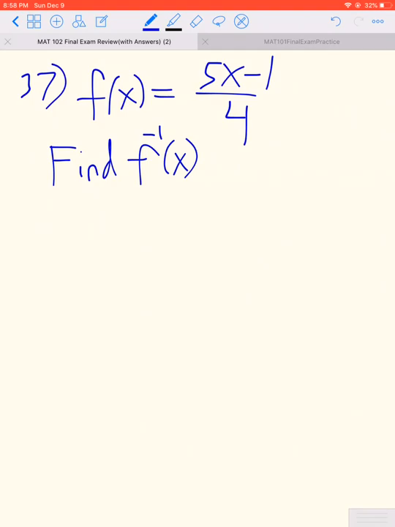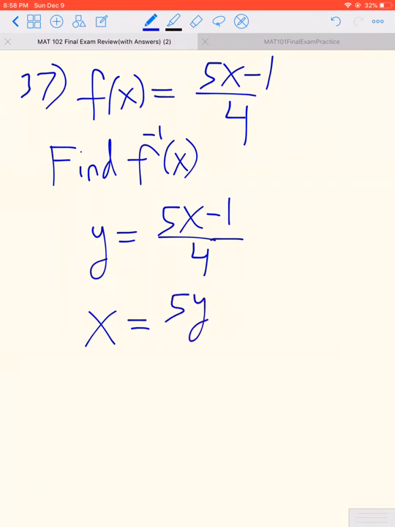To do this, there's 3 steps that are involved. The first step is we want to revert back to the old school y notation. So instead of calling it f of x equals, we're going to call it y equals. This is 5x minus 1 over 4. The next thing we're going to do is we're going to interchange the x's and the y's. So everywhere you see a y, put an x. Everywhere you see an x, put a y.